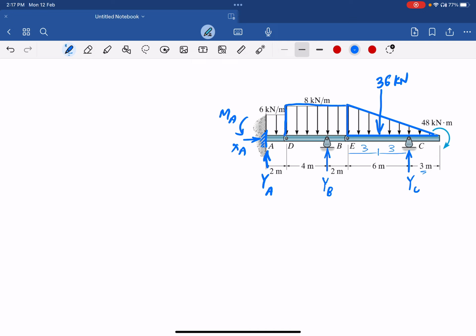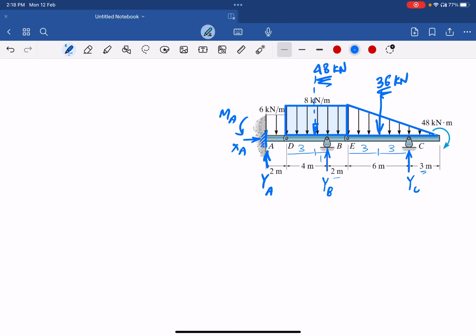This is a uniform load with a height equal to 8. For a uniform load, the resultant will be exactly at the middle. How much will it be? It will be 8 times 6, which is 48 kilonewton. This is the resultant, and the distance here will be at the middle of the 6. So this will give you 3 meters here and 3 meters on the other side. You have already 2 here, so the remaining here is 1 meter.